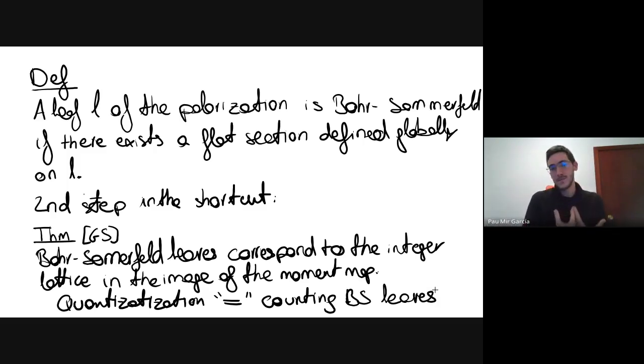I prefer to say the integer lattice, not the integer points, because the moment map lies in the space which is half the dimension of the manifold. So all the components have to be integer. This is why I call it the integer lattice. But in dimension 2, essentially they correspond to integers. So in dimension 2, we have a moment map which lies in a one-dimensional space, and the integer points there give us the Bohr-Sommerfeld leaves in the original manifolds, essentially. So this is the picture we have.